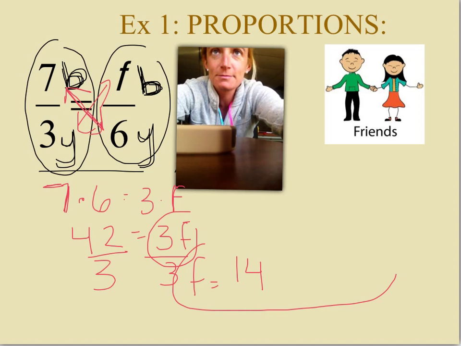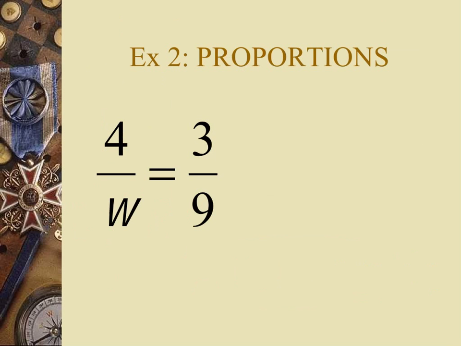And now f equals 14 what? Bananas? Artichokes? No, f equals 14 boyfriends. So lucky me, if I continue, I will have 14 boyfriends who are friends.